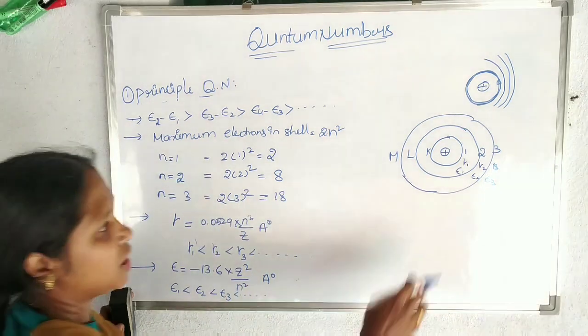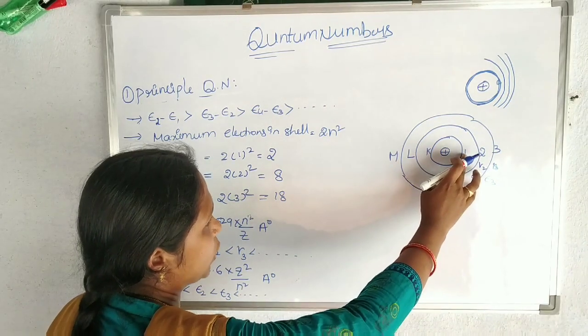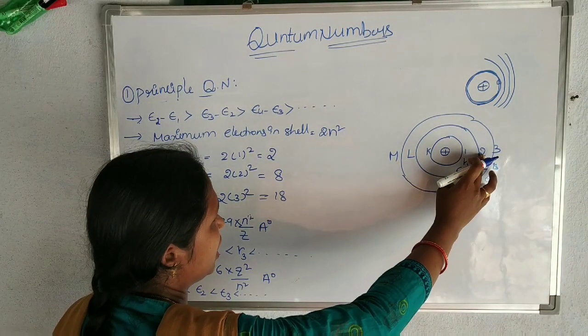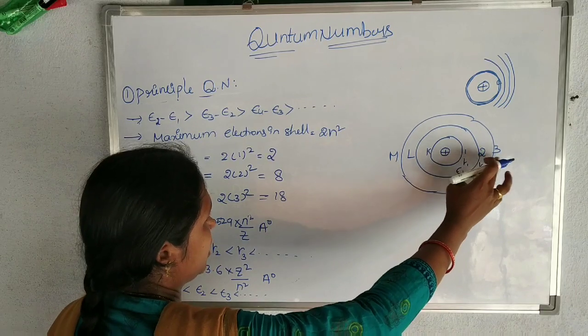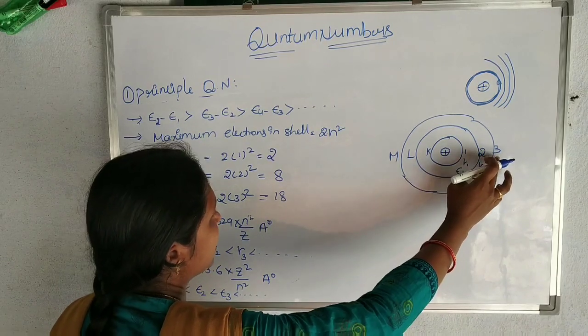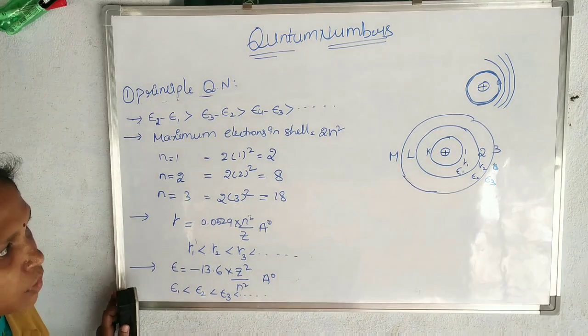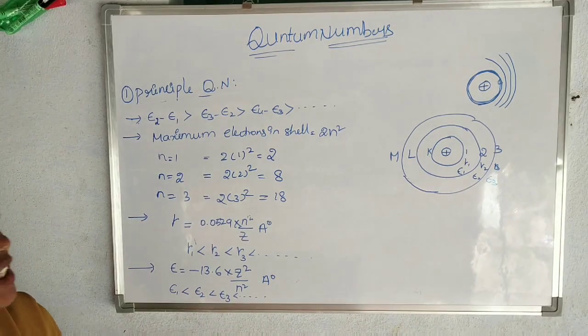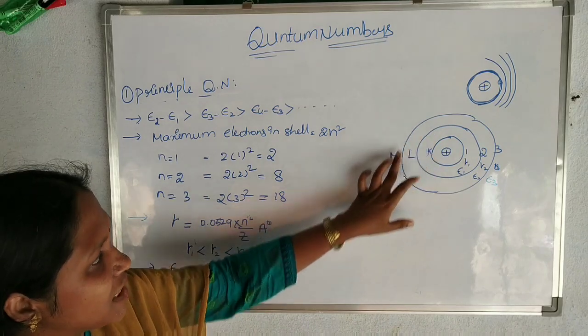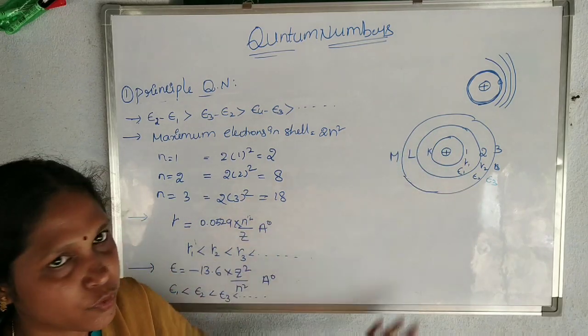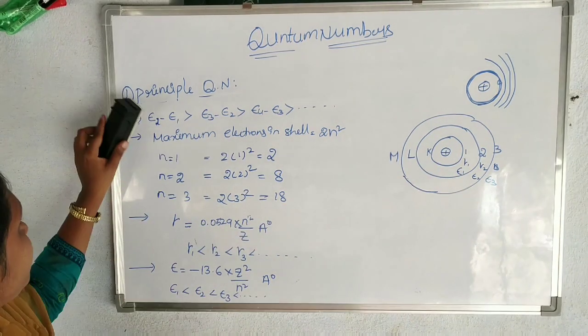Like that, in the first energy level or first shell, 2 electrons are there. In the second energy level, 8 electrons are there. In the third shell, 18 electrons are there. Okay, this is according to the principal quantum number. What does it explain? It explains the size or radius and energy of the shells.